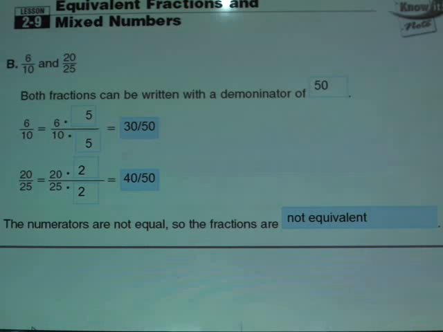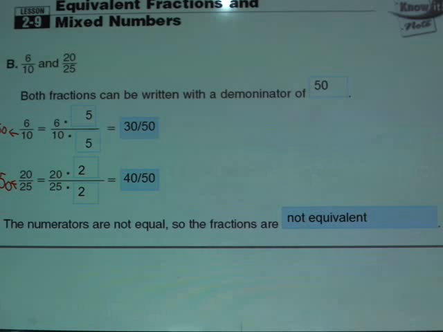Now, here's another question. 6/10 and 20/25. And they've decided that they want us to do this by making both of the denominators 50. Okay, so I'm going to change 10 into 50, and I'm going to change 25 into 50.